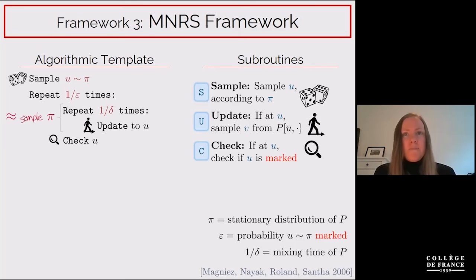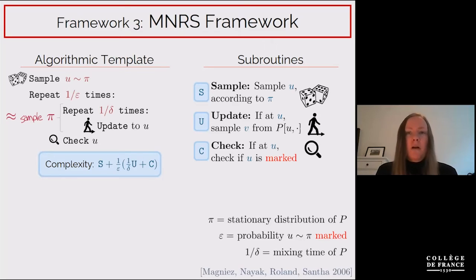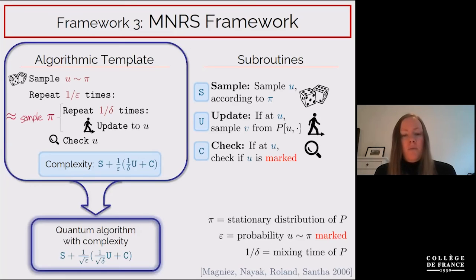That means that if epsilon is the probability that a sample from pi is marked, then we need only repeat this process 1 over epsilon times, and we can expect to find a marked vertex. Because essentially what we're doing when we repeat 1 over delta times, updating, is we're sampling from pi. So we're just sampling from pi and then checking, and we just need to repeat this 1 over epsilon times. So then, of course, the total complexity of this classical random walk algorithm is given by this expression. And given such a classical algorithm, similar to the hitting time framework, we can compile this into a quantum algorithm with this complexity here, now with 2 square roots, 1 over epsilon and 1 over delta.